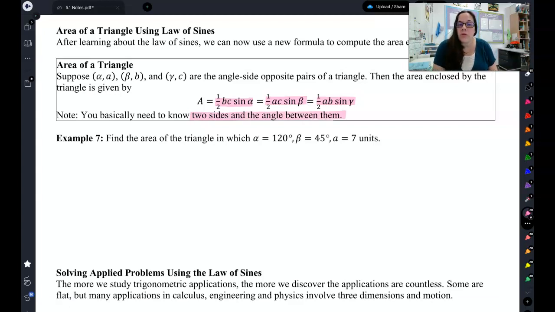If you know two sides and the angle between them, you do 1/2 times those two sides, sine of the angle between those two sides. That's the area of the triangle.